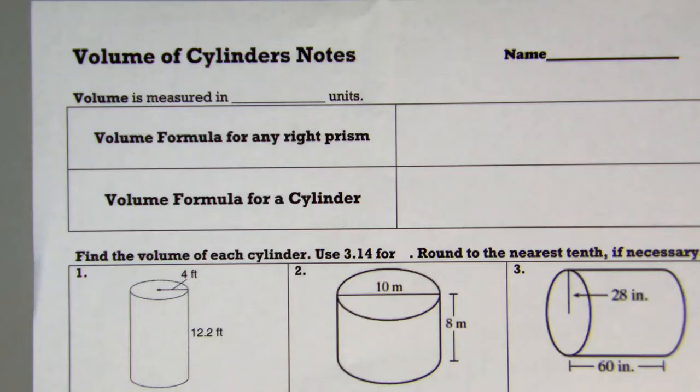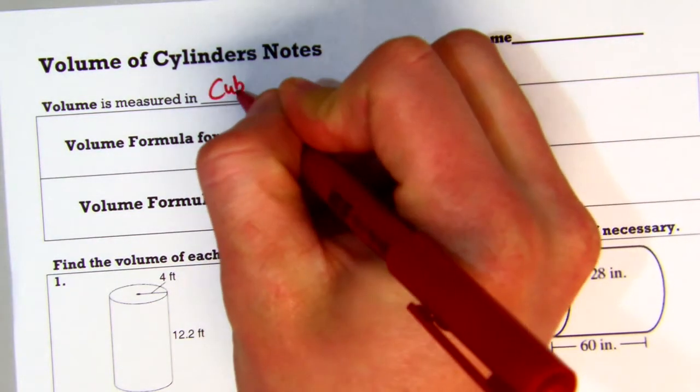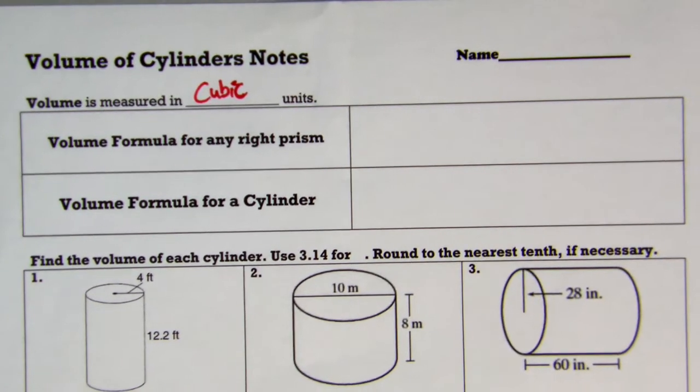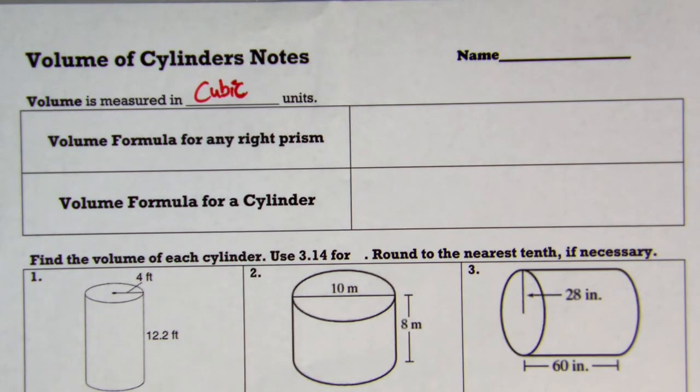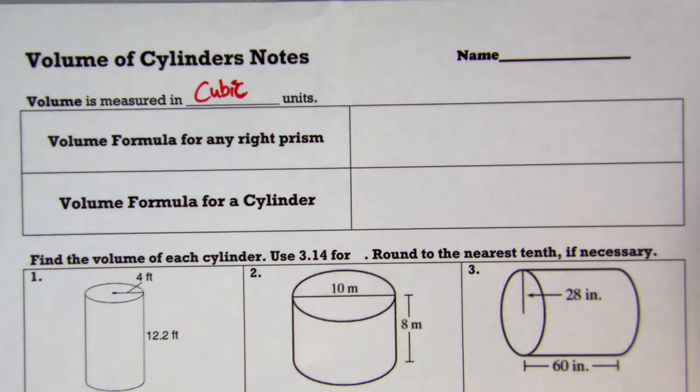Alright, so today's lesson is the volume of cylinders. Again, our volume is always measured in cubic units, so make sure we include that on our labels. The first thing we have is the volume formula for any right prism. That is our triangular prisms or our rectangular prisms; we would use this formula for those.